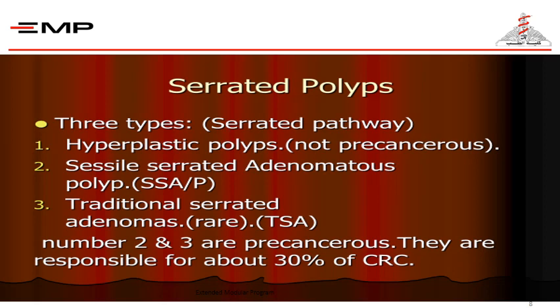The newly described serrated polyps are of three types. This is the serrated pathway for cancer. The first one is the non-neoplastic, non-precancerous hyperplastic polyp. The second one is the sessile serrated adenoma. The third one is the rare one. It is the traditional serrated adenoma. The last two are the precancerous ones. They are responsible for about 30% of colorectal cancer.